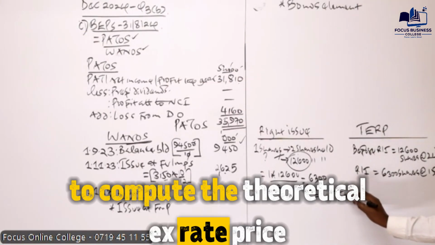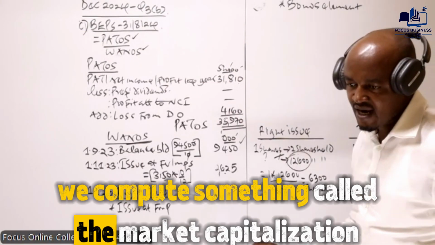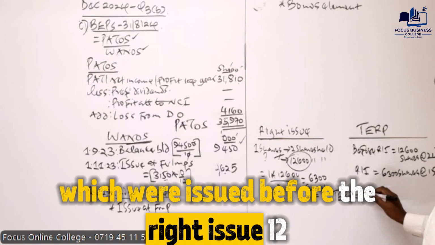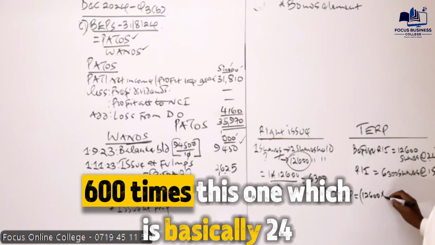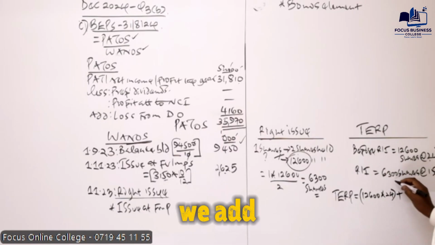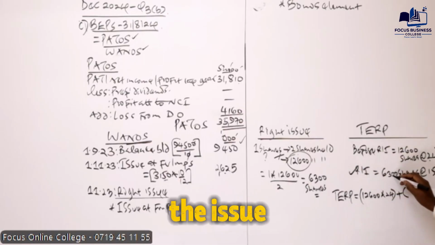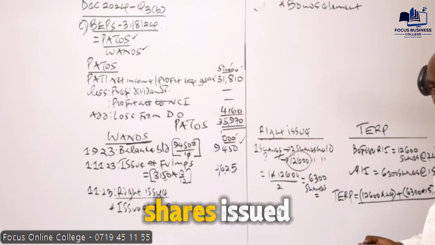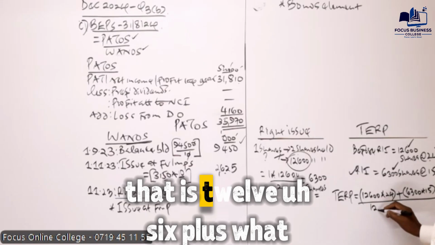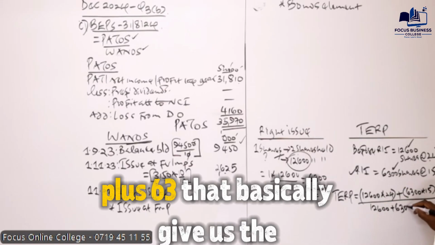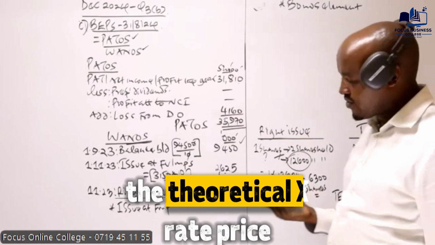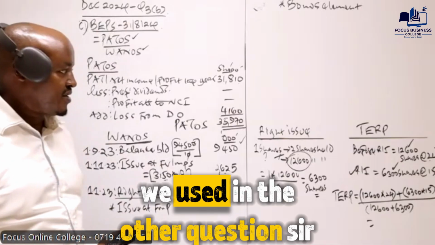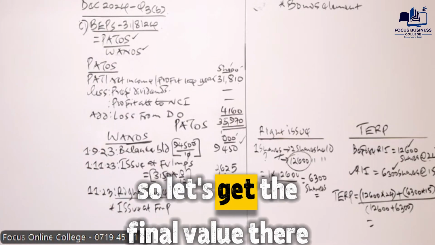To compute the theoretical ex-rights price, we compute the market capitalization, the total market value of all the shares. We take the shares which were in issue before the rights issue, 12,600, times 24. We add the market value of the shares issued during the rights issue, 63 times 15, and then we divide that by the total shares, which will be 12,600 plus 63. That basically gives us the theoretical ex-rights price, the same approach we used in the other question. So let's get the final values here.